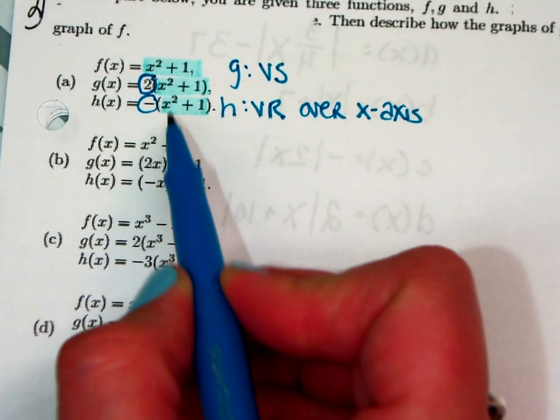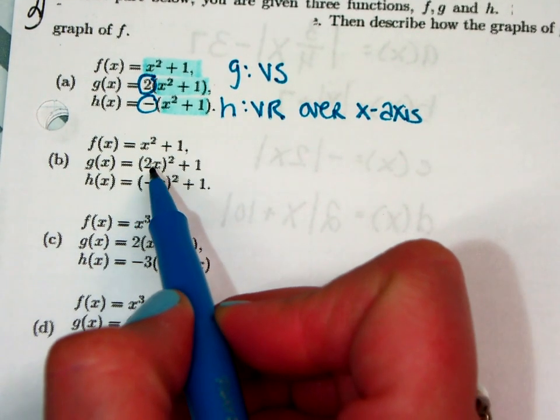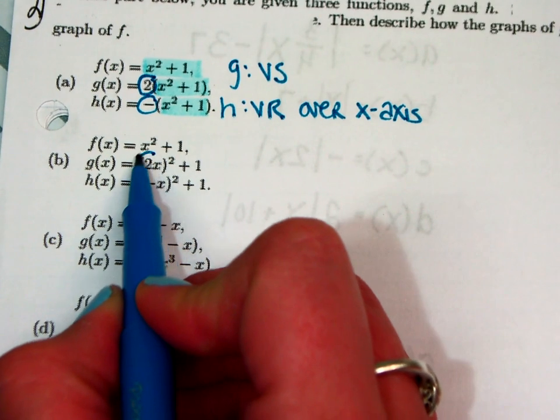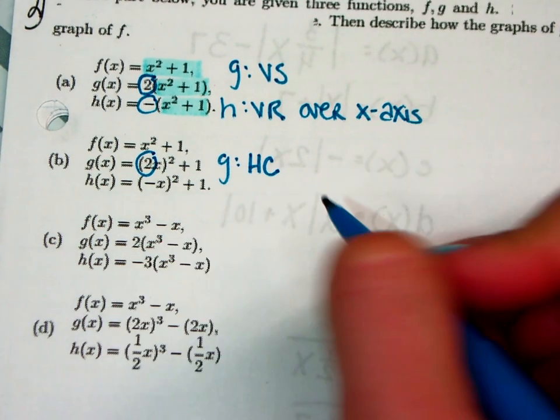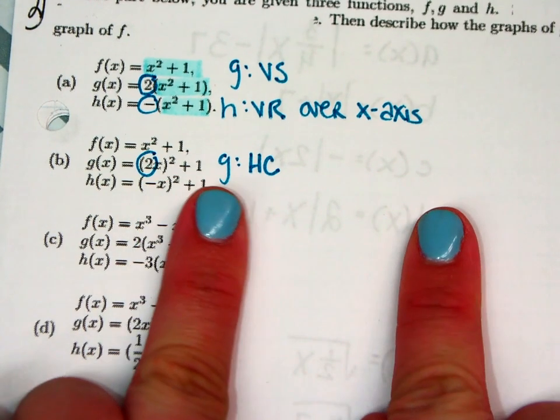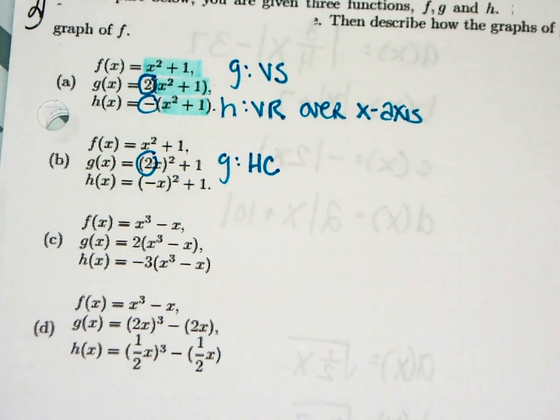Notice the difference between a and b. The 2 is now inside of the parent function. So the 2 that's inside, this is called a horizontal compression, which means from the side of the function, it smushes towards itself.